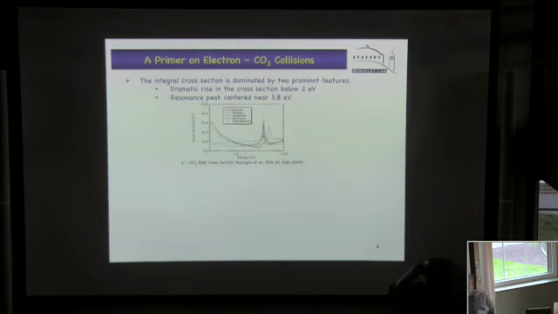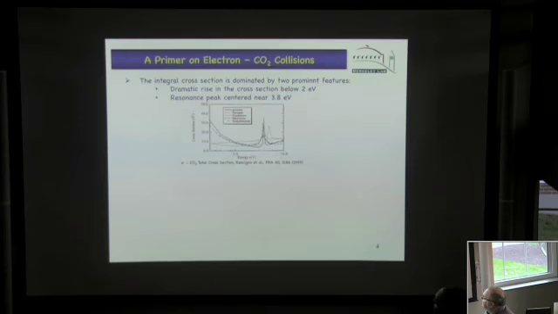All right, so for those of you who are not wedded to this problem like I have been for the last 15 years, let me start with a sort of a primer on the principal features of electron CO2 collisions. Now, as I say, it's been known since the early 30s that the integral cross-section is dominated by two prominent features. These are now just measurements of the total elastic scattering cross-section. There is a dramatic rise in the cross-section below 2 eV, and then there is this prominent resonance peak centered at about 3 volts.